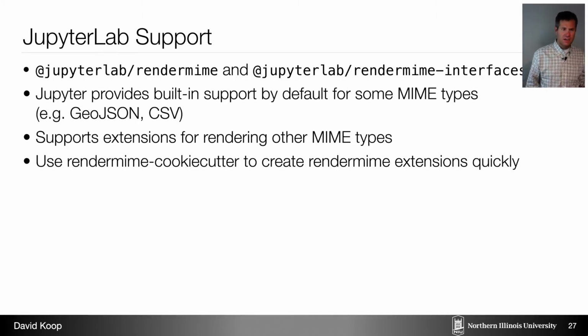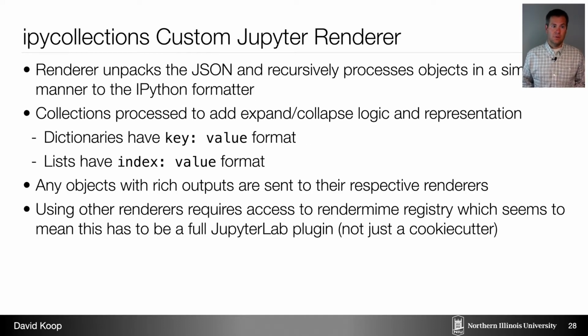On the Jupyter side, we're specifically targeting JupyterLab. And there's great support for rendering. There's the RenderMime infrastructure, including RenderMime interfaces. So Jupyter provides some great default renderers for MIME types, like for GeoJSON and for CSV, but it also supports extensions for rendering other types of MIME types. So you can create an extension pretty easily using the cookie cutter that's available on GitHub to do this fairly quickly. Now ours is a little bit more difficult because we want to make use of existing renderers.